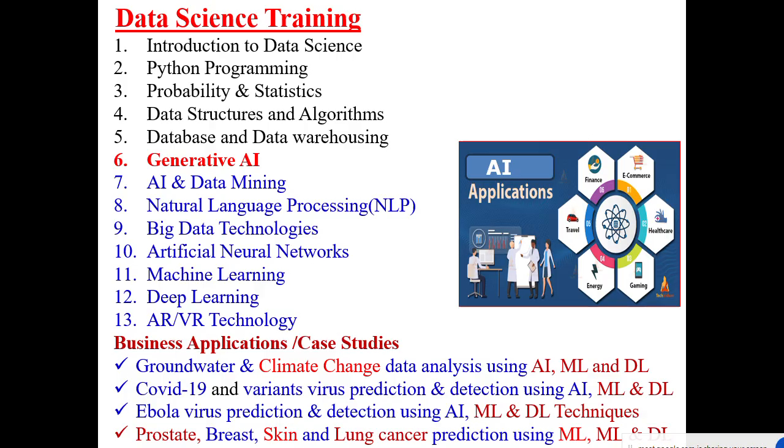Then we are going to discuss generative AI concepts. In generative AI, there are two important concepts, generative adversarial networks and variational autoencoders, which we are discussing in this concept.